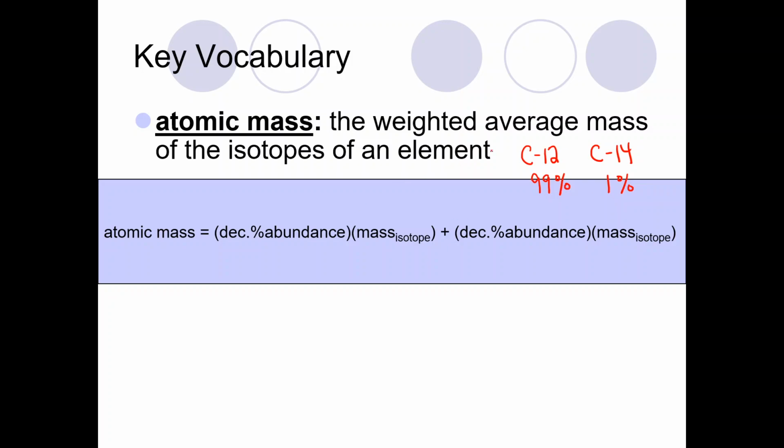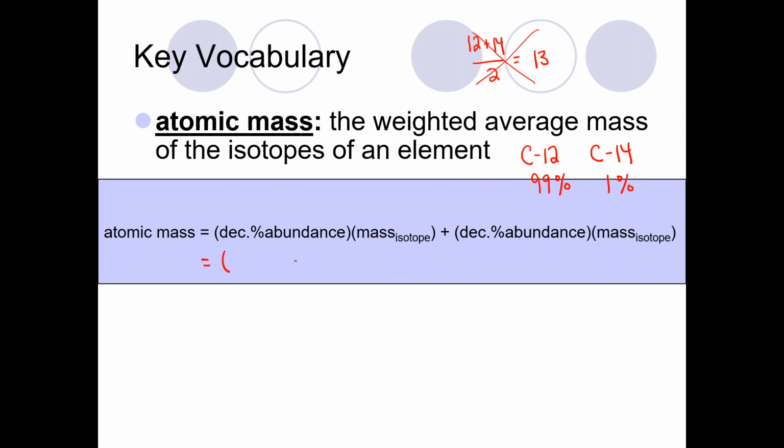So if I wanted to calculate what the average atomic mass of carbon is, I would need to take these percentages into account. I would not calculate carbon's mass by going 12 plus 14 divided by 2. That would give me an average of 13, but that is not the mass of carbon on the periodic table. It does not have an average atomic mass of 13, because we actually take into account that most carbon is carbon-12. So here's how we would calculate it.